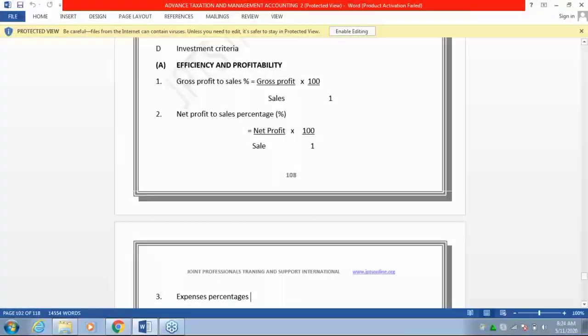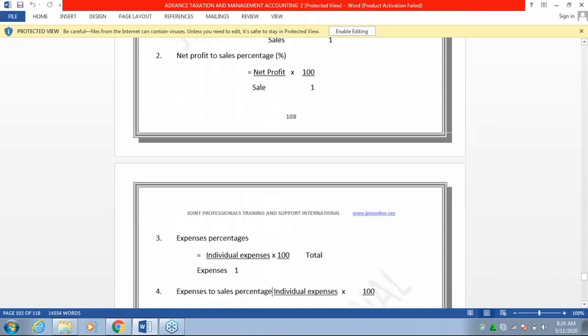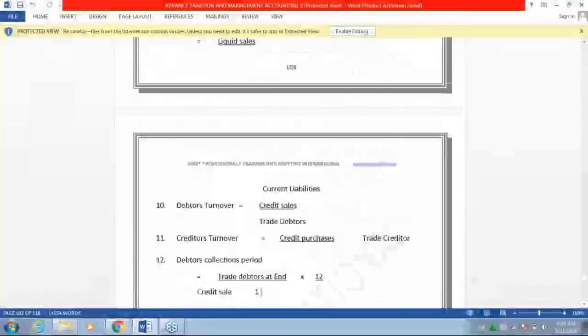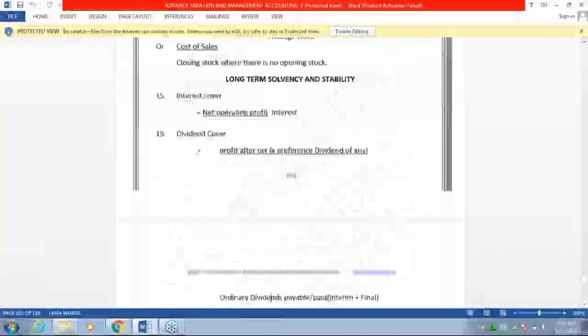Now, efficiency and profitability: gross profit to sales. That is when we have the gross profit all over sales. Then net profit to sales percentage: net profit all over sales multiplied by 100 all over 1. So that is that.